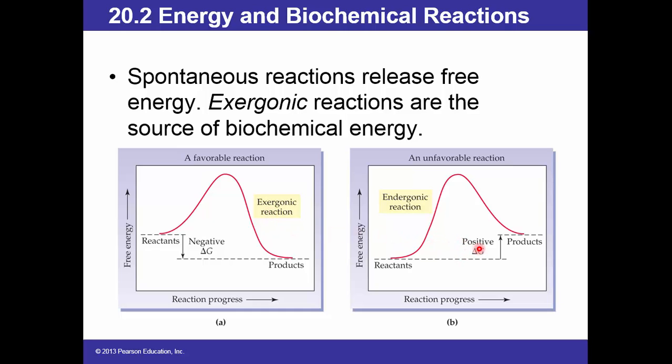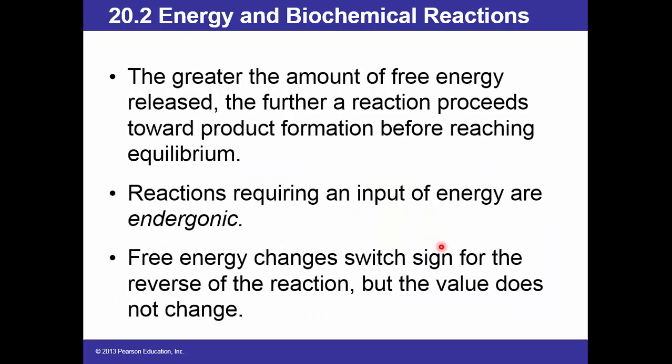On the other hand, here delta G equals G products minus G reactants, and this is a positive quantity, so this is an endergonic reaction and it is an unfavorable reaction. Now in our body, the energy released from exergonic reactions drives endergonic ones, and this is called coupling, and coupling is what metabolism is all about. The greater the amount of free energy released, the further a reaction proceeds toward product formation before reaching equilibrium.